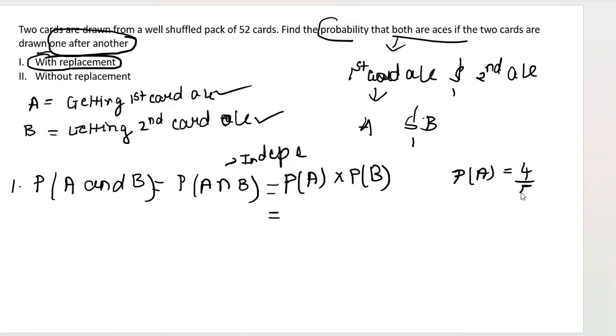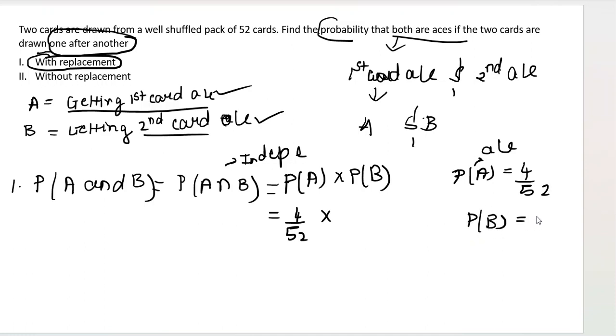So your P of A in this case is the probability of getting an ace, and this is nothing but 4 upon 52. If you observe here, your A is nothing but getting the first ace. There are 4 aces, total of 52, so you get 4 upon 52. Similarly, your P of B is getting the second ace, so this is also equal to 4 upon 52. So this is how you get the answer as 16 upon 52 into 52. You multiply and get this answer.